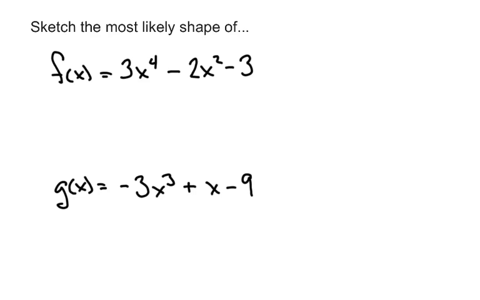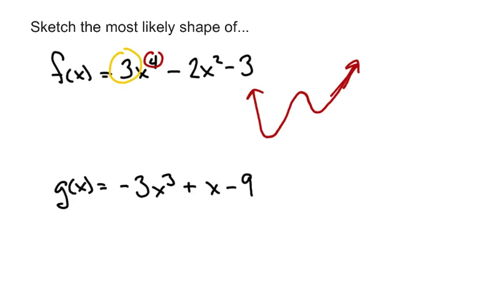So, that's all we need to know to get a very general idea of the most likely shape of f of x. When it's 3x to the fourth minus 2x squared minus 3, a very general idea, without getting too specific, is that the leading coefficient here is positive. That means that our graph is going to go up to the right. Since the degree is 4, that means it's going to have 3 turns in it at the most. 1, 2, 3. So this is the most likely shape of this graph.